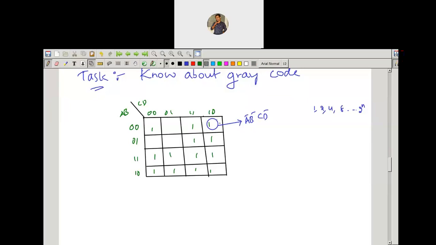Instead of grouping one cell, if I go for the two cell grouping, for example, I'm grouping these two cells, then what is the expression? On the left side, which variables do you have? A value 0, B value 0. You have only one row, the 0, 0 row. So on the left side, just take A bar, B bar. Coming to the top side, you can observe the CD values 1, 1 and 1, 0.